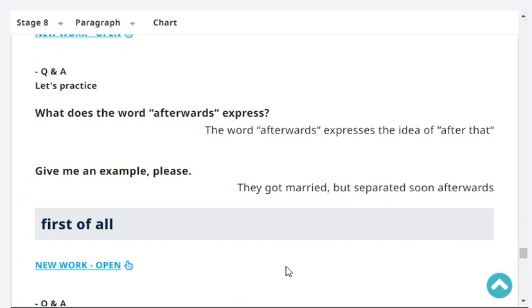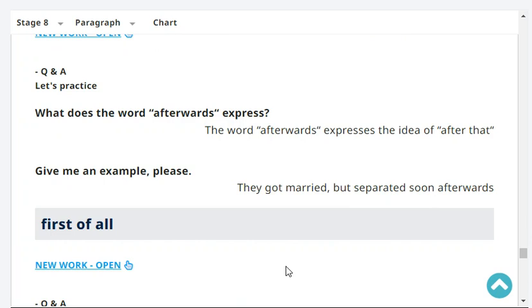What does the word afterwards express? The word afterwards expresses the idea of after that. Give me an example, please.